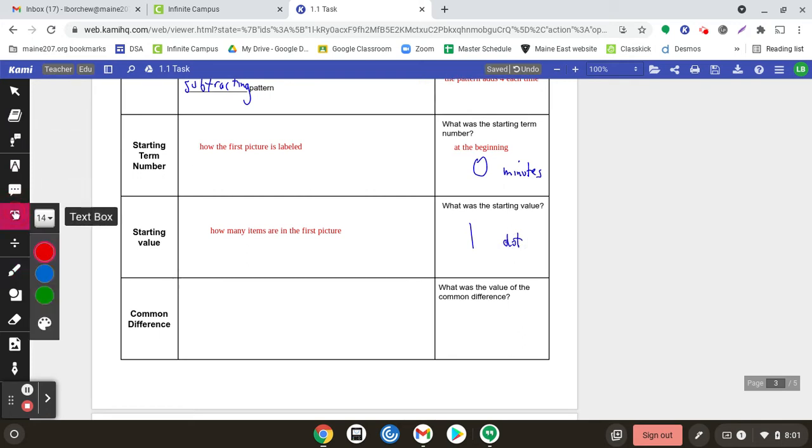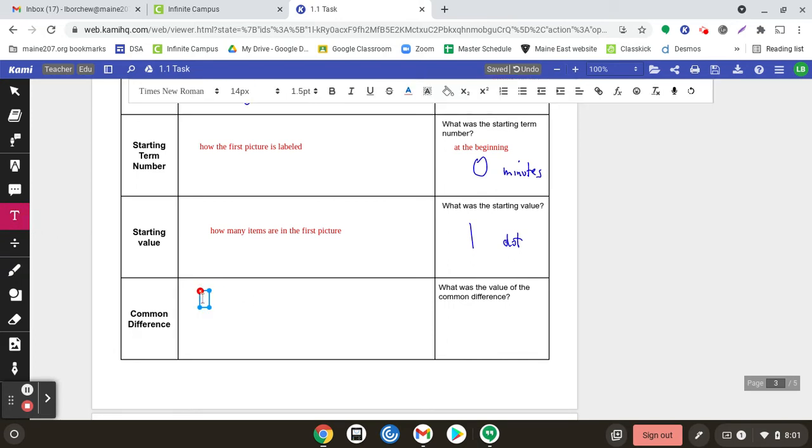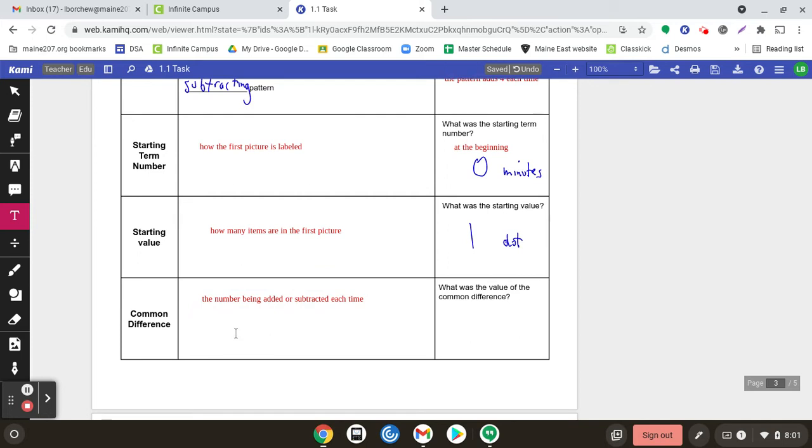And the last term in arithmetic sequence is the common difference. That's going to be the number being added or subtracted each time. So I will let you know that the number being added or subtracted each time could be a positive number. And positive numbers mean addition. Or they could be a negative number. And negative numbers will mean subtraction.